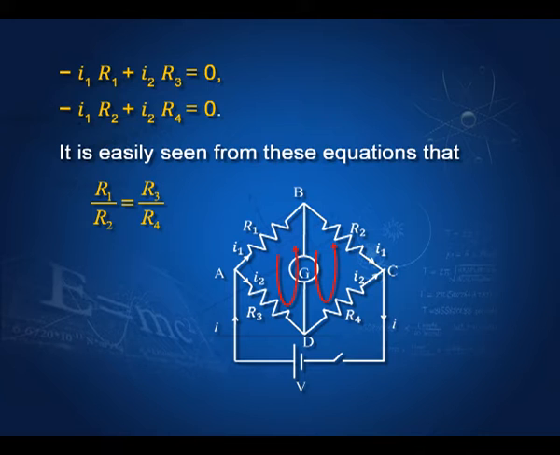no current through this. So, minus I1 R this loop, in this loop I1 R1 plus I2 R3 is equal to 0, and in this loop I1 R2, this is in this direction. So, I2 R4 minus I1 R2 is equal to 0. So, we can solve them, take this on this side, divide one by the other, and you will get R1 by R2 is equal to R3 by R4. This is known as the balanced condition for the balance of the Wheatstone bridge.